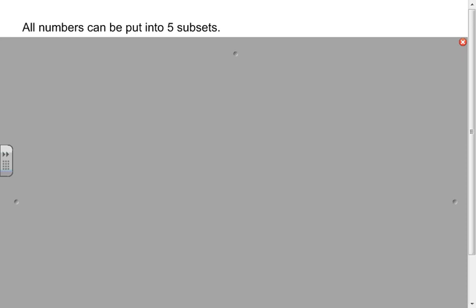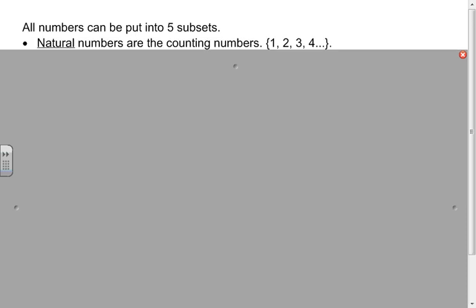All numbers can be put into 5 subsets, and we're going to talk about each of those 5 right now. The first subset are the natural numbers. Natural numbers you can think of as the counting numbers. When my daughter was small and she was learning how to count, she would count 1, 2, 3, 4, 5. She didn't know what a 0 was. She didn't know what negative numbers were. She really didn't know what fractions or decimals were. So the natural numbers are just the counting numbers.